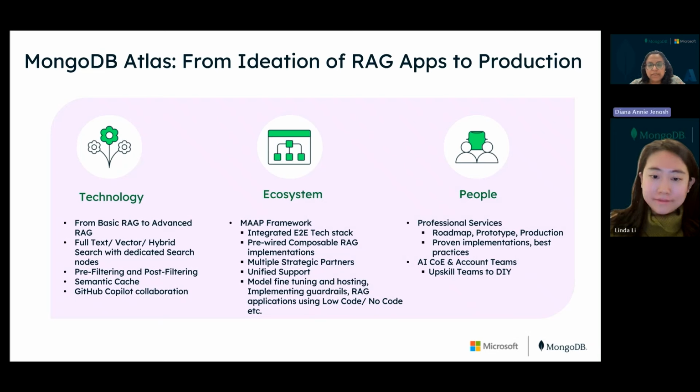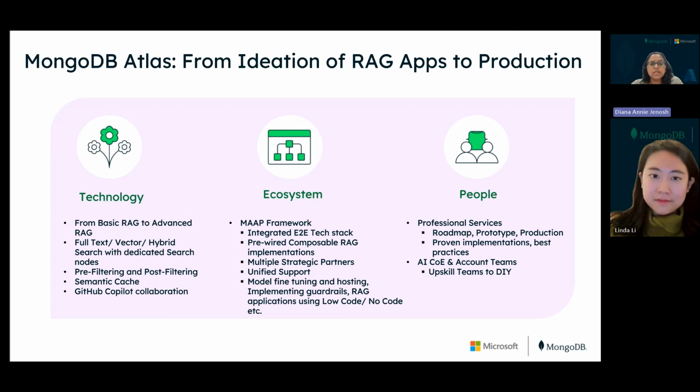MongoDB believes that the success of a RAG application from the ideation phase to the production is based on three pillars: technology, ecosystem, and people. When it comes to technology, MongoDB Atlas is suited for all RAG applications, from basic RAG to advanced RAG, including agentic RAG, graph RAG, etc.